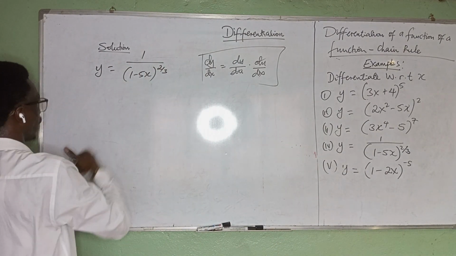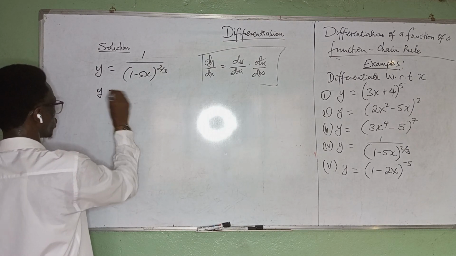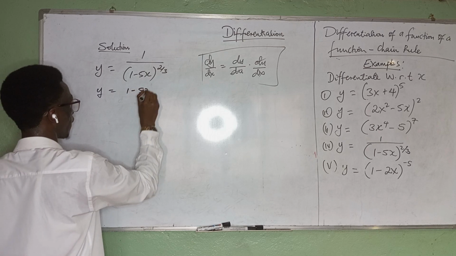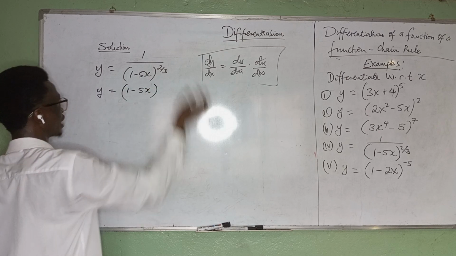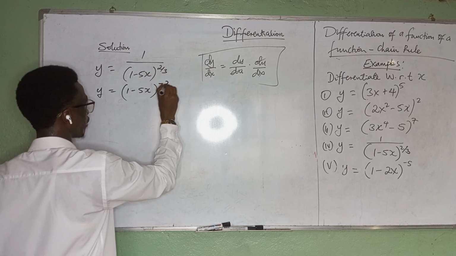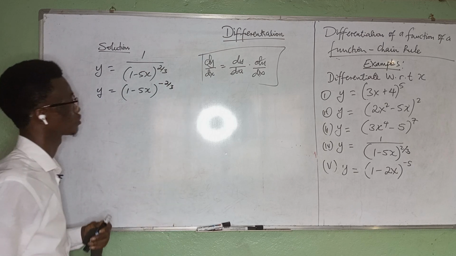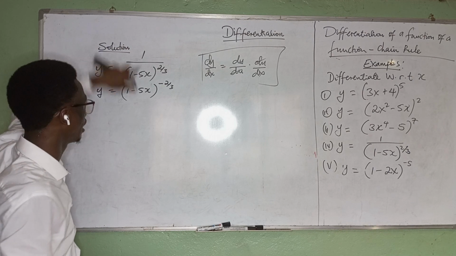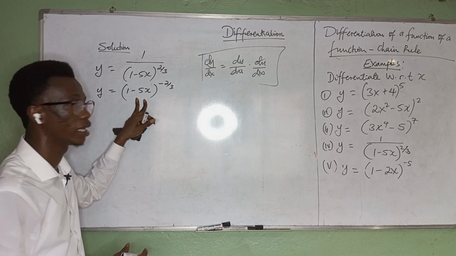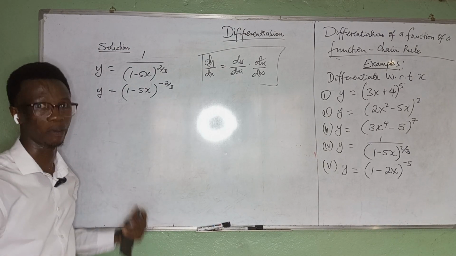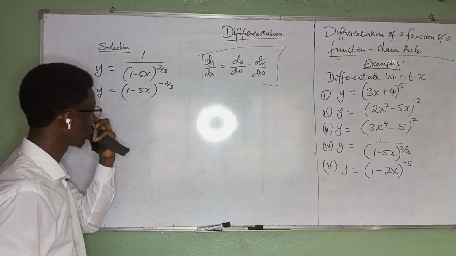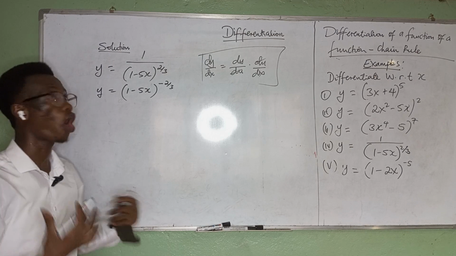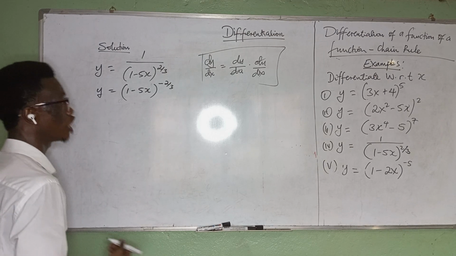How? This is 1 over, and once you are changing it, we are not differentiating yet, we just want to change the form. So this is going to be (1 minus 5x) all raised to, because you are taking it up, this changes to minus 2 over 3. So now instead of it being a fraction, it's more like a whole number, having the power being negative. Now we can differentiate using the direct method or using the chain rule.